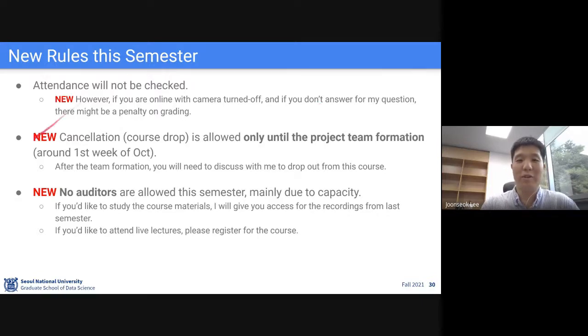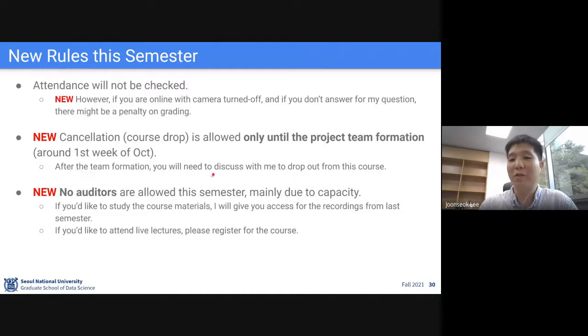And this next rule is about the cancellation of the registration or course drops. So the official deadline for the course drop is about half of this semester, which is the 26th of October, I guess. But because we have team projects, and that team will be formulated in the first week of October, if you drop after that deadline, the team will suffer from less number of students, right? So I strongly encourage you to drop if you'd like to before this team formation.